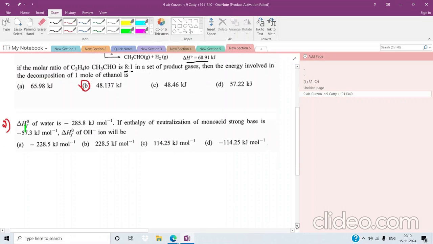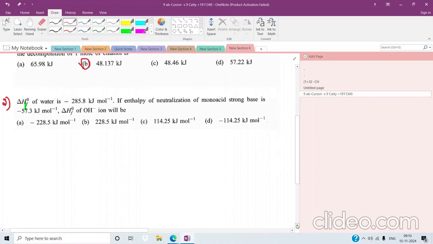The formation of water is 285.8 kilojoule per mole. So I'm going to write the given data. Given data means formation. Formation process in thermal energetics will always be from the elemental state. So formation of water means H2O. We have to form H2O.